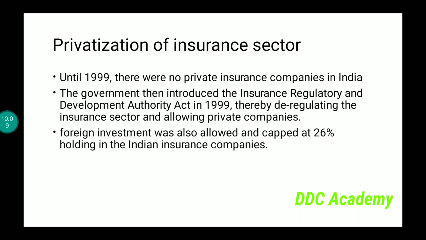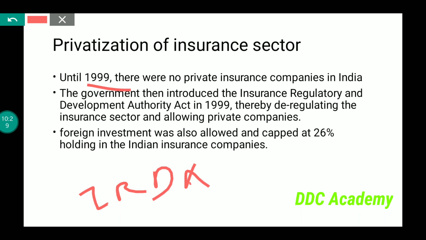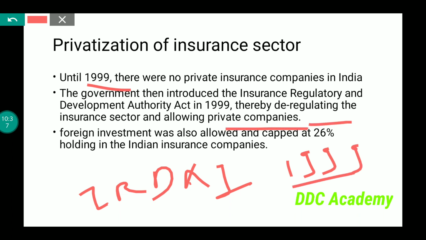Privatization of the insurance sector. As I said, up to 1999 there was a monopoly of LIC and GIC. Privatization started happening from 1999. Up to 1999 there was no private insurance company. So the government of India introduced the IRDA Act, Insurance Regulatory and Development Authority Act, now called the Insurance Regulatory and Development Authority of India Act, 1999. So they regulated the insurance sector and allowed private companies.